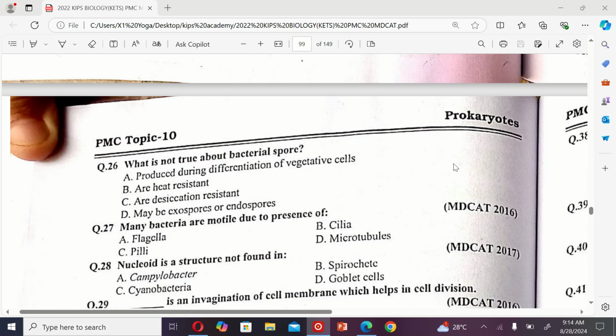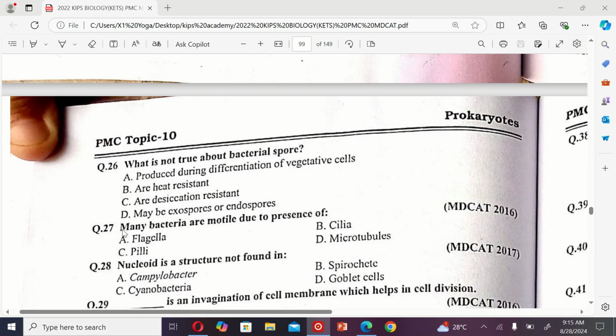शेयर करने वाली हूँ प्रोकैरियोट्स चैप्टर की। तो चलिए जी एमसीक्यू स्टार्ट करते हैं। The first MCQ is: what is not true about bacterial spores? A. Produced during differentiation of vegetative cells. B. Are heat resistant. C. Are desiccation resistant. And D. May be exospores, and are endospores. So the correct option is A. Produced during differentiation of vegetative cells.